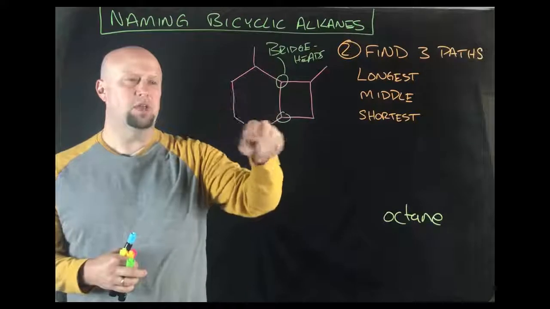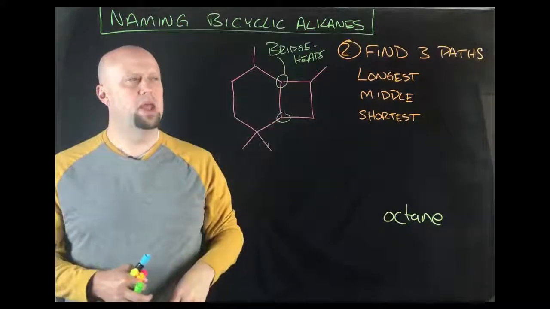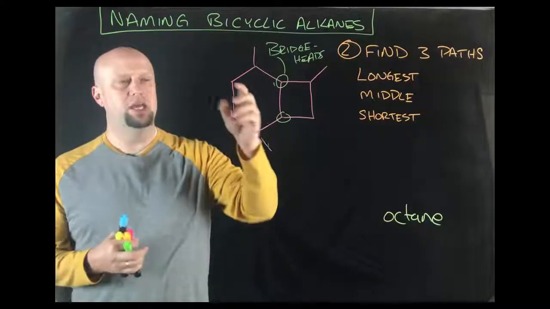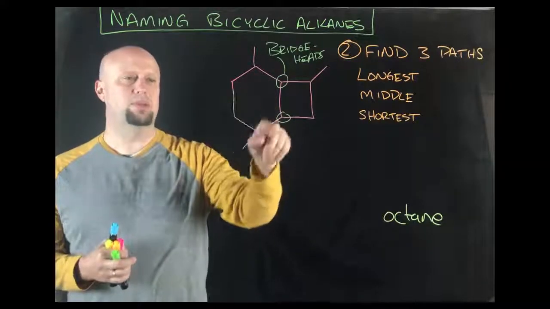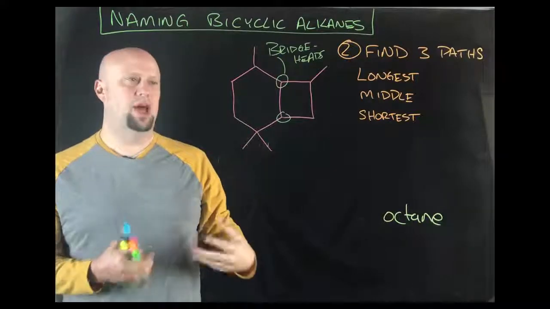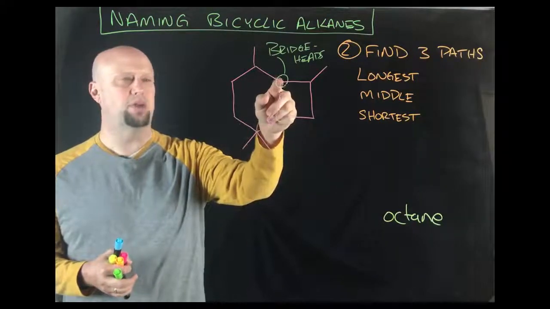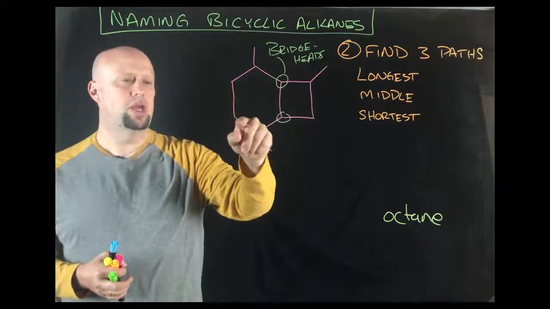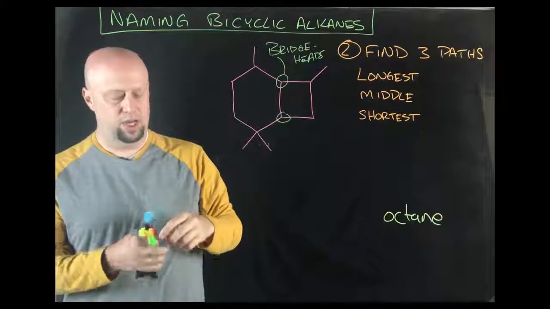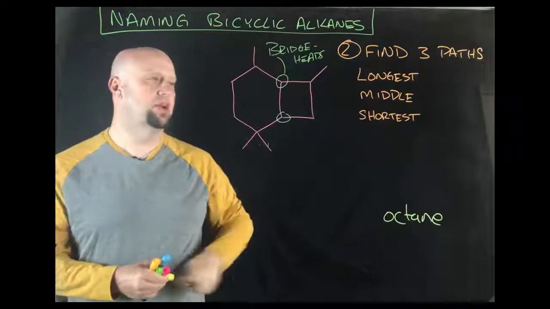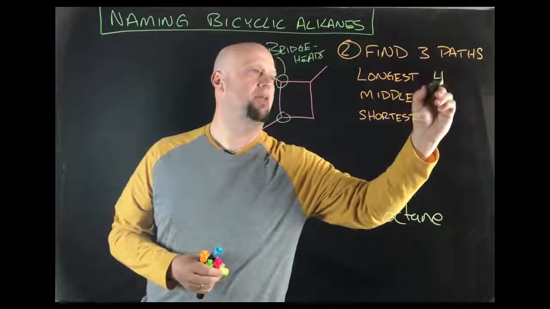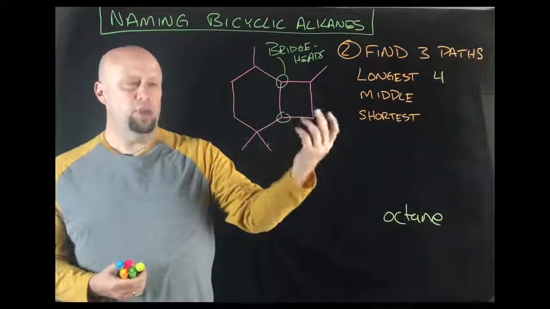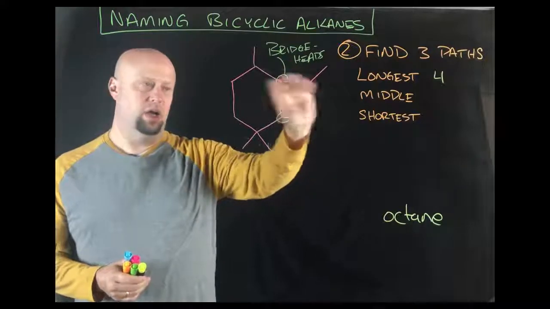Obviously going around the hexagon is going to be the longest path. What's really important when figuring out longest, middle, and shortest path is how many carbons are in between the bridgeheads on that path. If we go around this longest path, around the hexagon, we're going 1, 2, 3, 4 carbons in the ring between the bridgeheads. So I'm going to say on my longest path, there are 4 carbons.